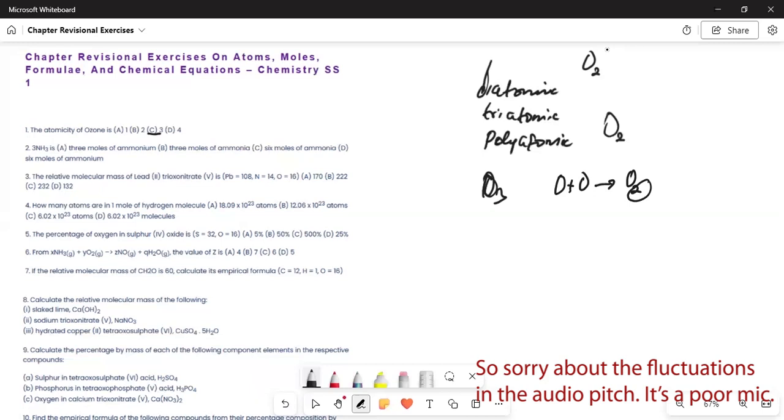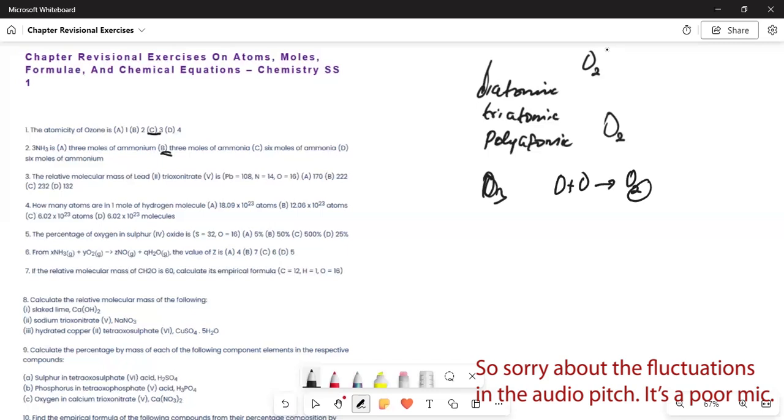Then question 2 says 3NH3 is dash. A, 3 moles of ammonium? No. B, 3 moles of ammonia? Yes. C, 6 moles of ammonia? No. Then D, 6 moles of ammonium. So the right answer there is 3 moles of ammonia.